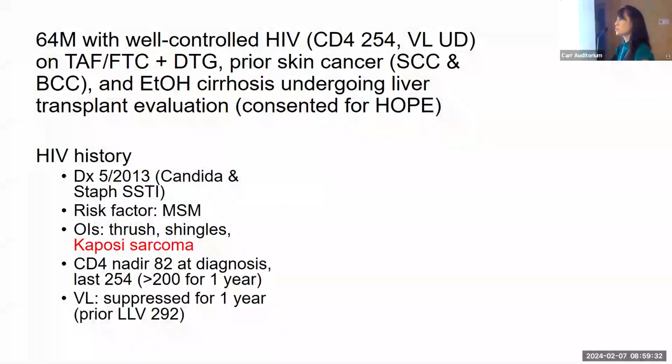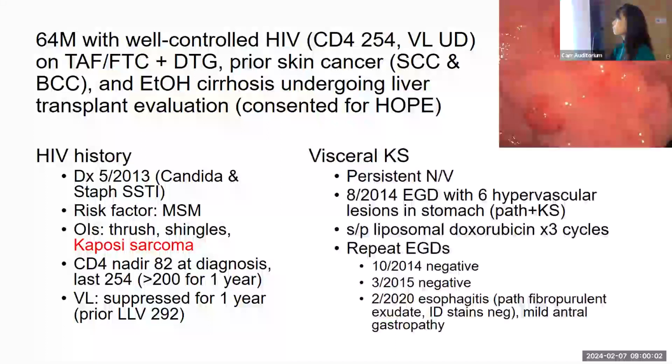So his HIV history: he was diagnosed in 2013 when he presented with an acute skin infection, his risk factor MSM. He does have a history of OIs around the time of diagnosis. He had thrush, shingles, and KS. His CD4 nadir at the time of diagnosis was 82, but has been great. His CD4 has been greater than 200 for the last year, and you'll see why that's relevant. And he's been virologically suppressed for over a year, had some prior low-level viremia.